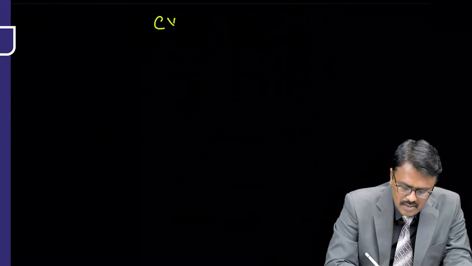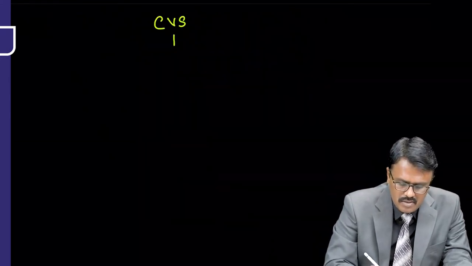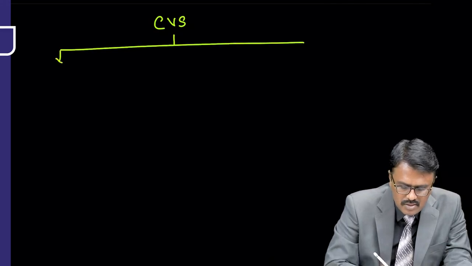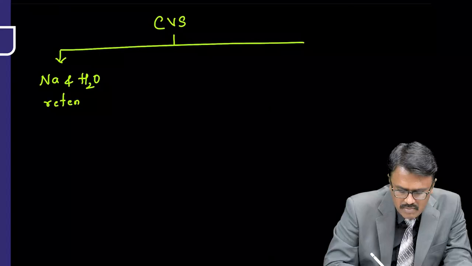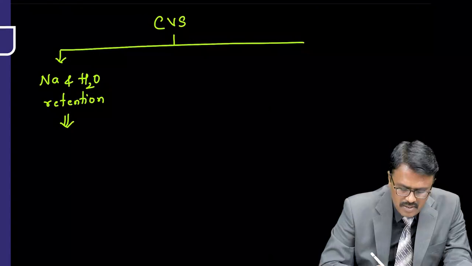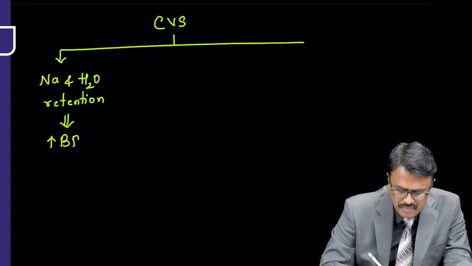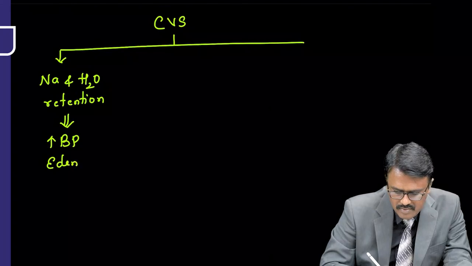Now moving on to the next system, the CVS. What does it do in the CVS? The CVS is very important. It causes sodium and water retention. So steroids can cause sodium and water retention. What happens if they retain sodium and water? Obviously, the BP will increase and the edema will increase.